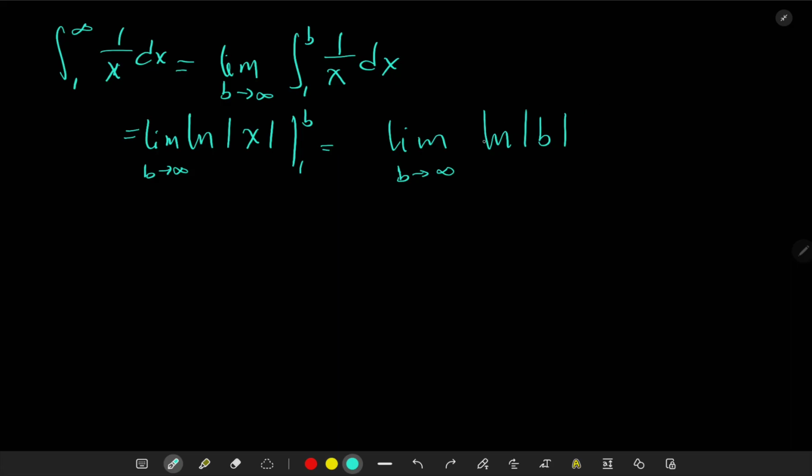The natural log of 1 is 0, so we can just not write it. And of course, you know the natural log function increases out to infinity as b goes to infinity. So this one diverges, and therefore the theorem tells you that the sum from n equals 1 to infinity of 1 over n diverges, as I had told you in the previous video.